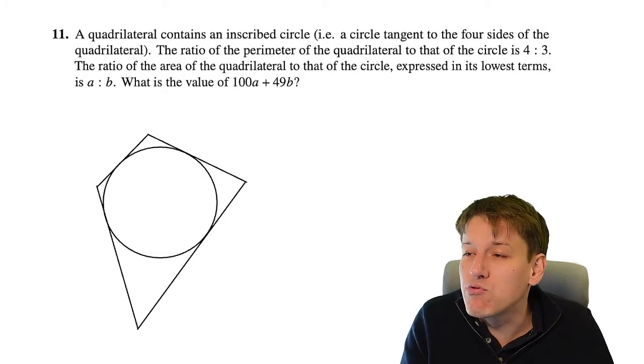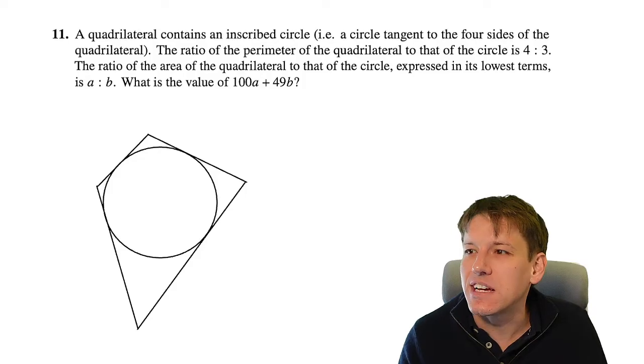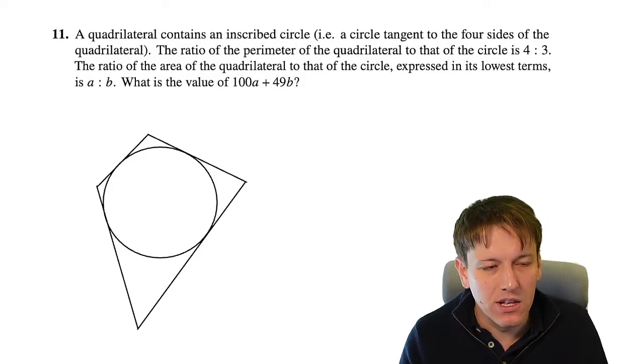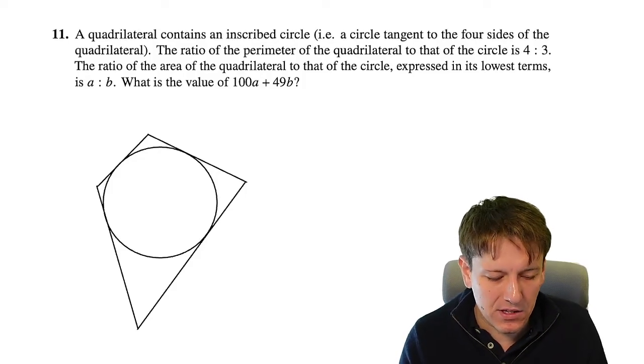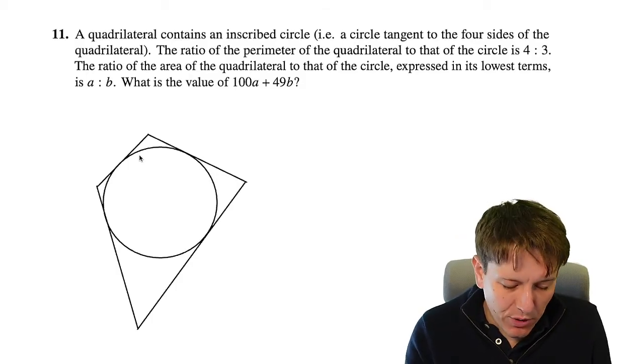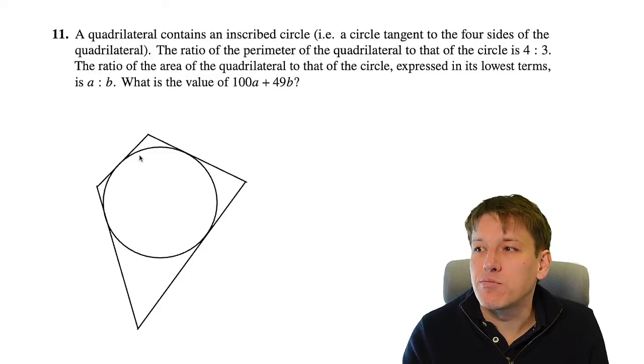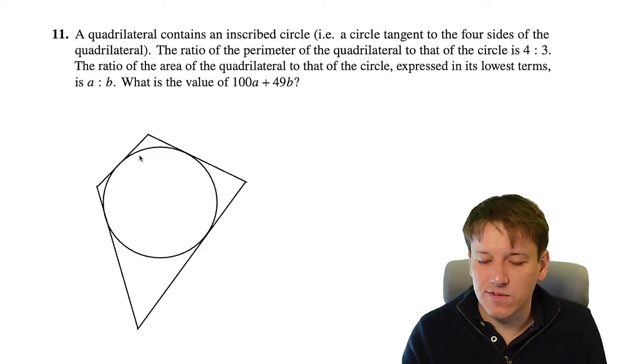Here we're told that we've got a quadrilateral that contains an inscribed circle. It tells us that that means that the circle is tangent to each of the four sides of the quadrilateral, and I've just drawn a picture of what that might look like here. And I'm doing it in general, I'm not making any assumptions that anything's regular here, it might not be. So the ratio of the perimeter of the quadrilateral to that of the circle is 4 to 3.